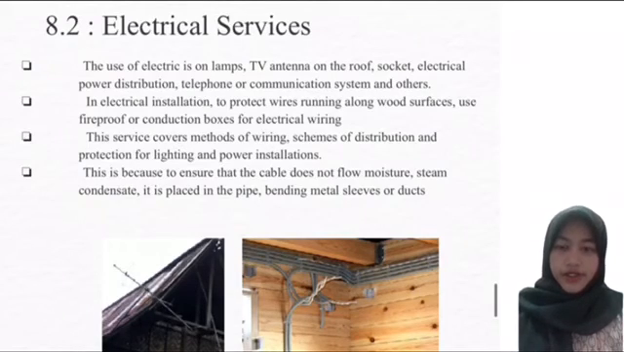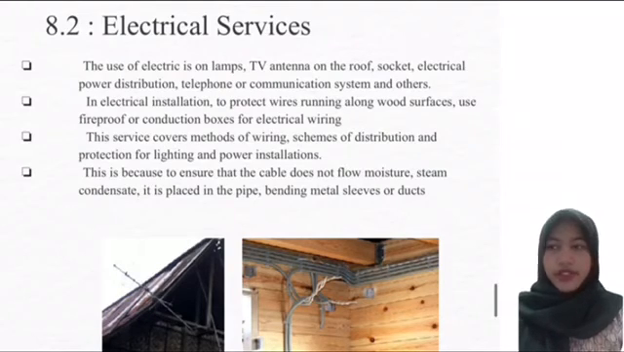The use of electrical is on lamps, TV antenna, socket, electrical power distribution, telephone or communication system, and the others. In electrical installation, to protect wires running along wood surface, use fireproof or conduction box for electrical wiring. This service covers methods of wiring, schemes of distribution, and protection for lighting and power installation.